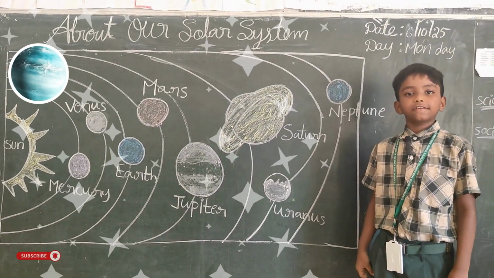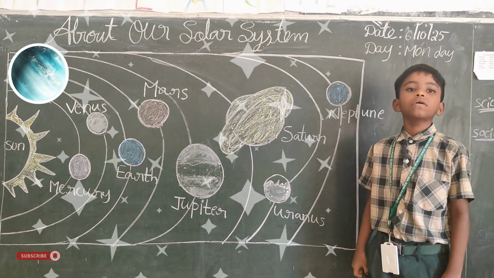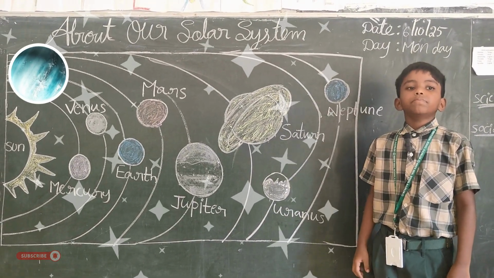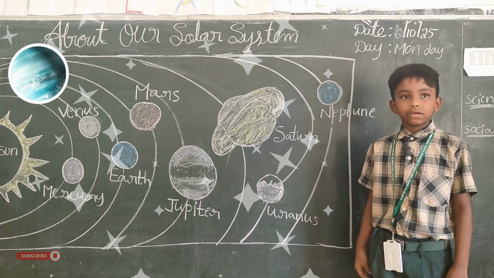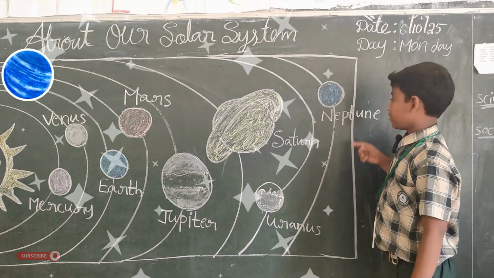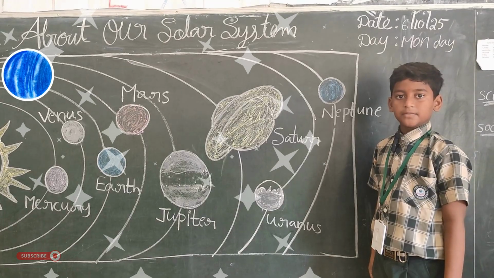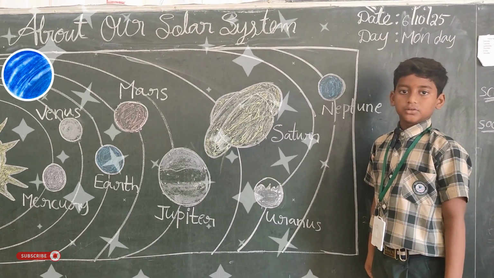Uranus. Uranus is the seventh planet of our solar system. It is 4 times bigger than our Earth. Neptune. Neptune is the eighth planet from the Sun. It is almost the same size as Uranus.